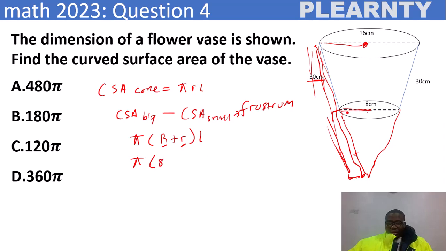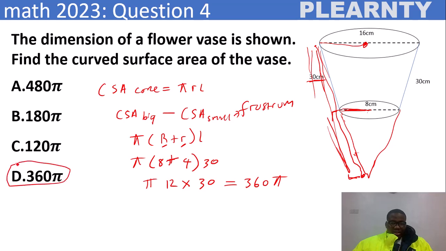And that of this small cone is going to be 4, because that's half of 8 here. Then you have the slant height, which is 30 centimeter. So this is 12 times 30, and you still have your pi. So that is equal to 360 pi. And D is our correct answer.